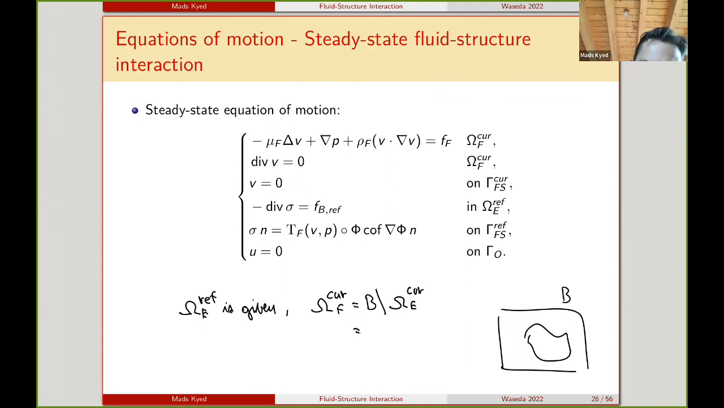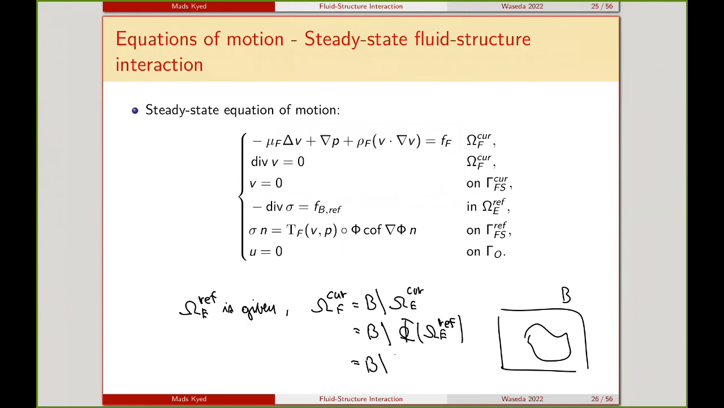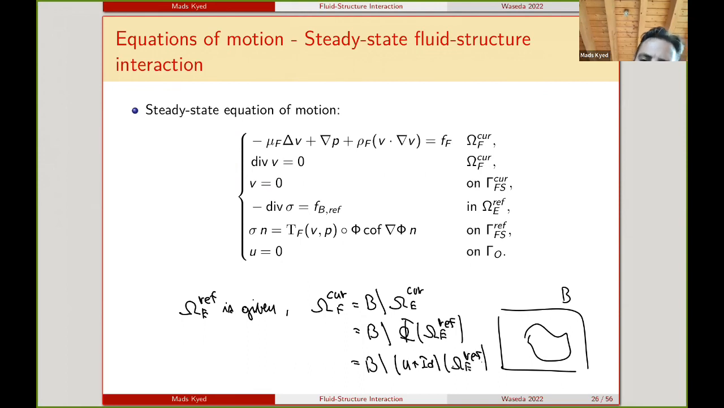Yes. But the current configuration, the reference configuration is given, but the current configuration is not given. So this is the deformed reference configuration. Yes. But the phi is unknown. So in fact, the phi, this is u plus the identity, applied to omega E reference. So in fact, the current configuration up here depends on u.